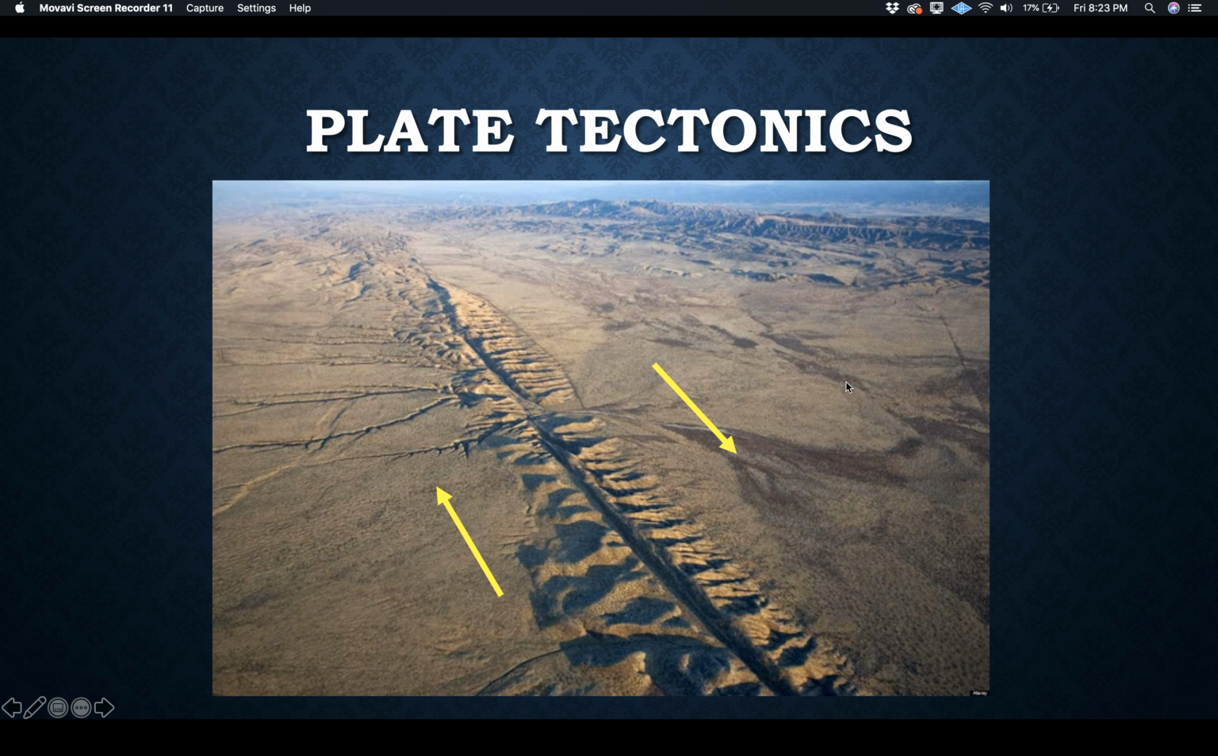That means that there's these two elements, these two large masses called tectonic plates. One plate is moving to the south, the other is moving to the north. And so you have this linear feature that denotes the boundary between the two plates.